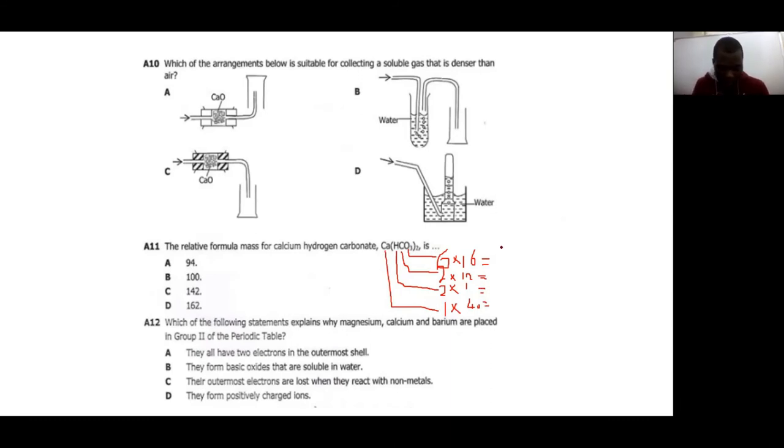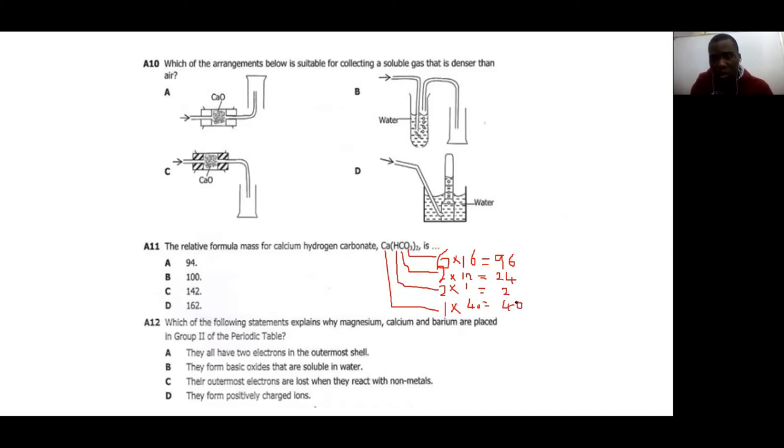So 16 times 6, I'm pretty sure this one is going to give us, let's confirm with a calculator. 16 multiplied by 6, that is 96. So here we are going to find that it is 96 grams per mole. Then this one, 2 times 12, will give us 24. Then this one is going to give us just 2. Then this one will give us 40.